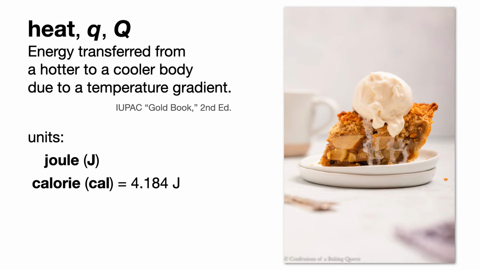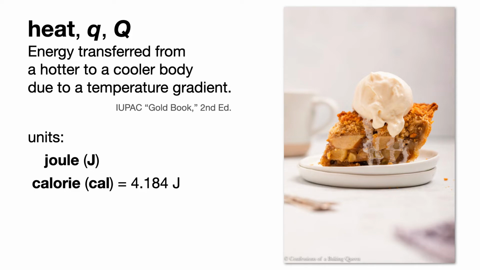So originally a calorie was the amount of heat that it took to raise the temperature of 1 gram of water by 1 degree Celsius. And in more modern units of joules, a calorie is equal to 4.184 joules.